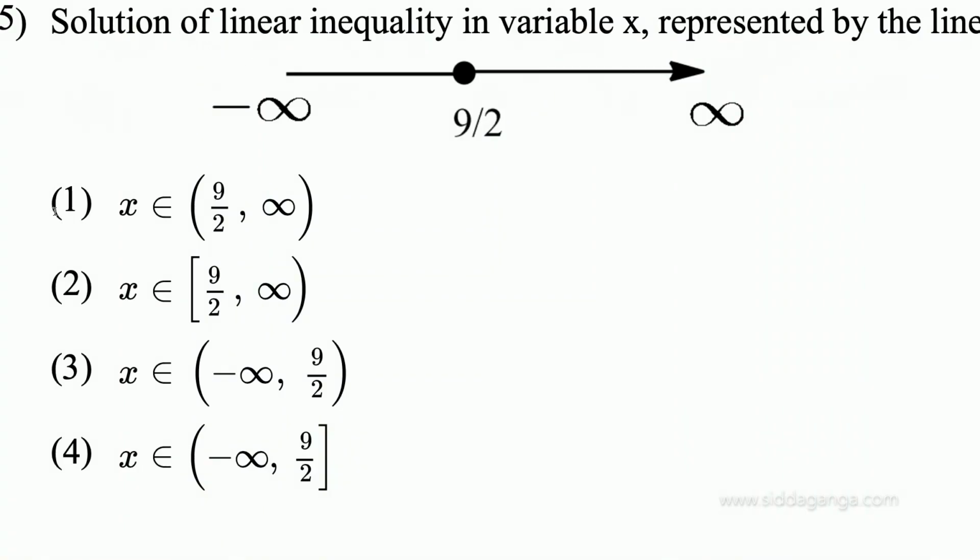Okay, let's move to question number fifth. The solution of linear inequality in variable x represented by the number line. Here in this number line, we have a shaded portion. At the point 9 by 2, the point is shaded, in the sense it is included. Looking at the arrow mark, it is towards plus infinity. So the solution set is 9 by 2 to plus infinity, including 9 by 2. So your option is option 2, that is 9 by 2 to plus infinity. Second option is the correct one.